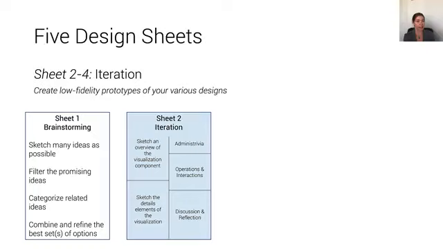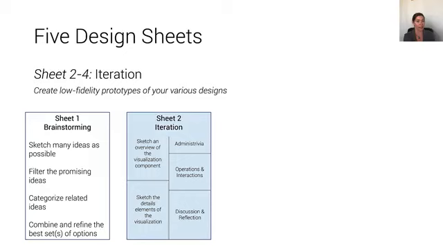And this iteration is going to be done in sheets 2 through 4. So we're going to, generally speaking, do this 3 times. 3 turns out to be a pretty solid number for this. I don't know if it's human bias or just something about the way that the space of design works, but 3 iteration sheets turns out to be pretty good.